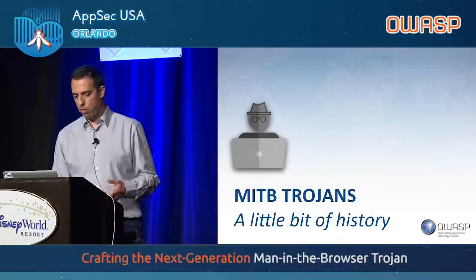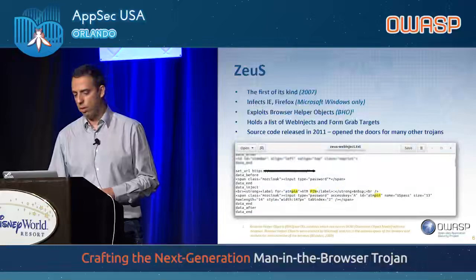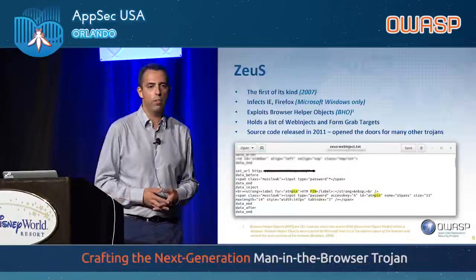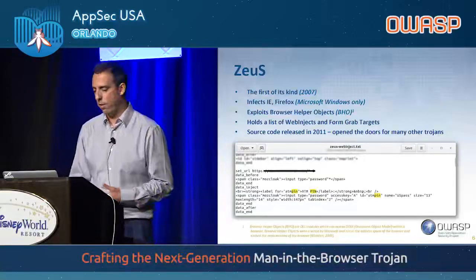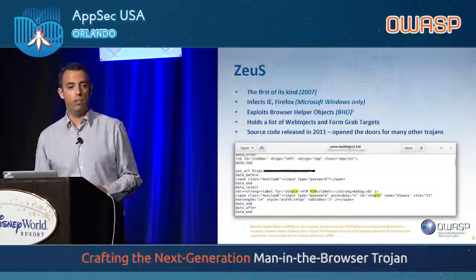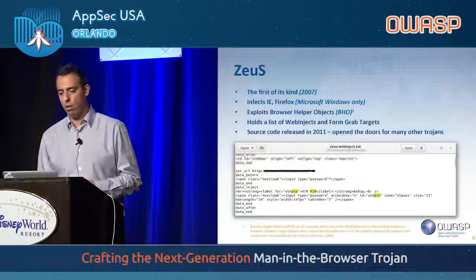So man-in-the-browser Trojans have been around for some time. Let's do a quick dive into the history. So Zeus is considered to be the first real man-in-the-browser Trojan. It was first discovered in 2007. It only infected IE and Firefox, and both in Windows.